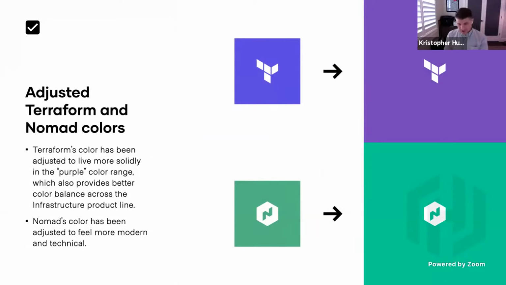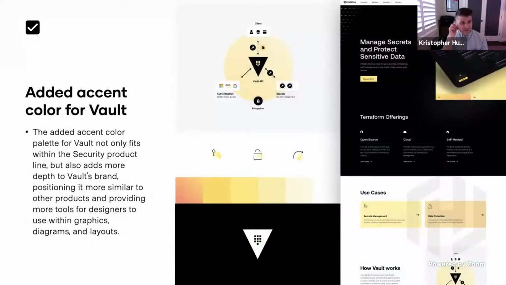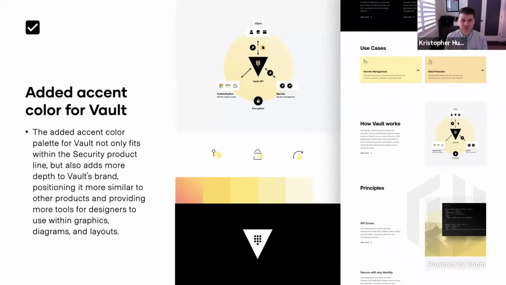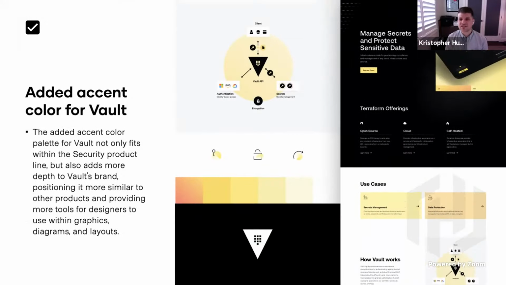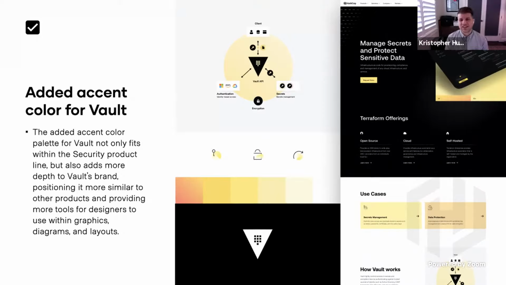We also adjusted Terraform's and Nomad's colors. Terraform shifted more into that purple space to solidly live in that area of the color spectrum. And then Nomad, we were able to punch up a little bit to feel a little more vibrant. Vault, we're excited to start introducing yellow as a new accent color with Vault. So that'll be exciting to see the rollout of that over the next few months or so.